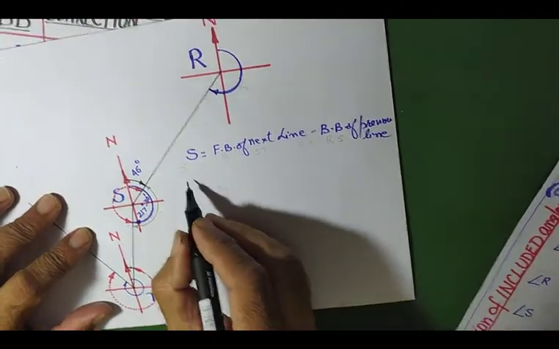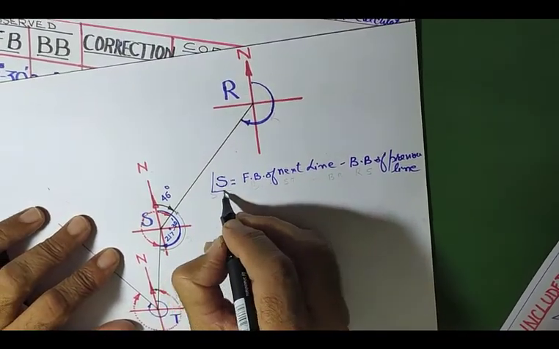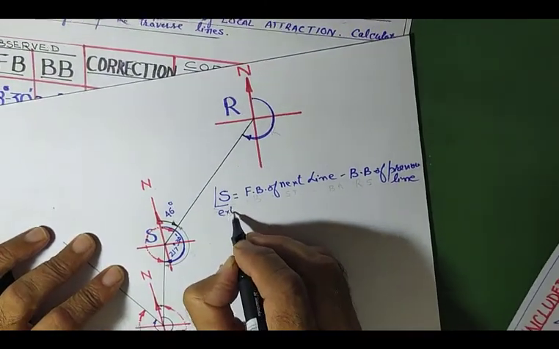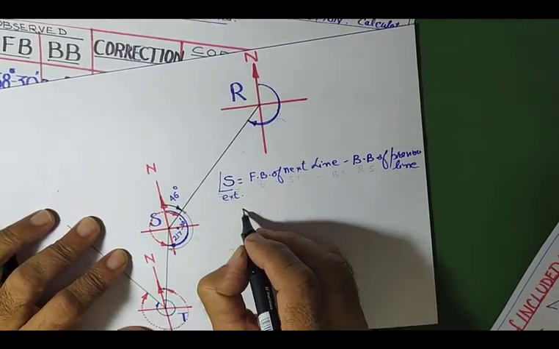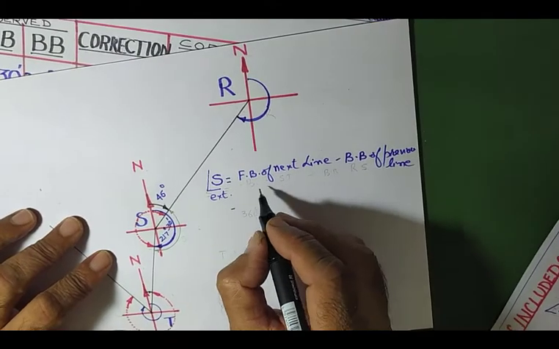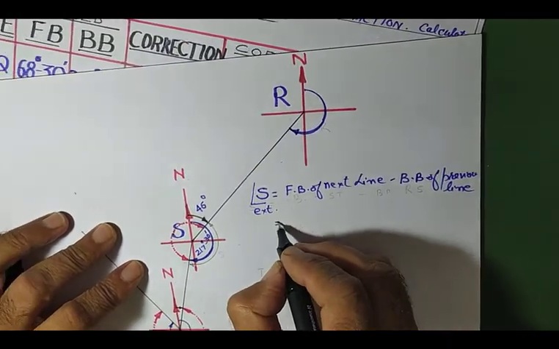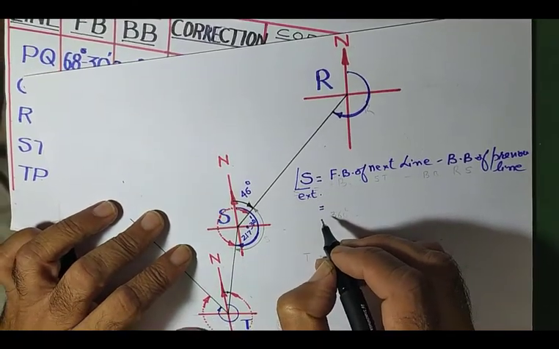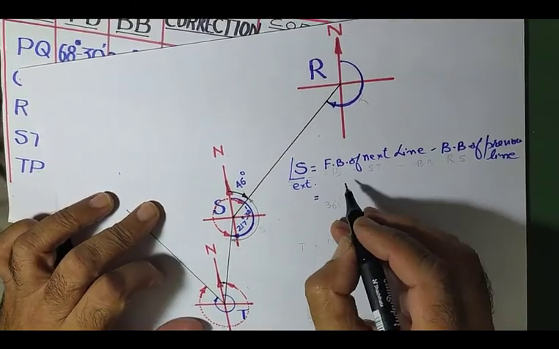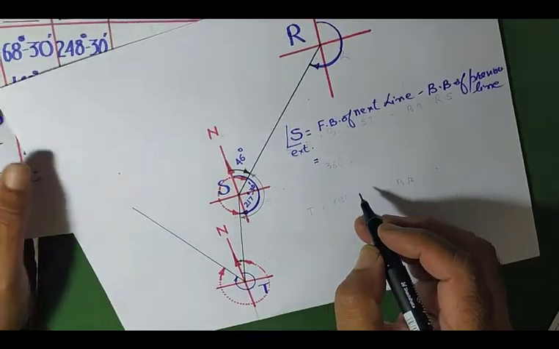Because the angle is exterior. Okay, it is an exterior angle. So here this is the reverse, because in the previous case it was back bearing minus forward bearing, but here, because the angle is exterior when we are treating the reverse in the clockwise direction, you can see, substitute the values.